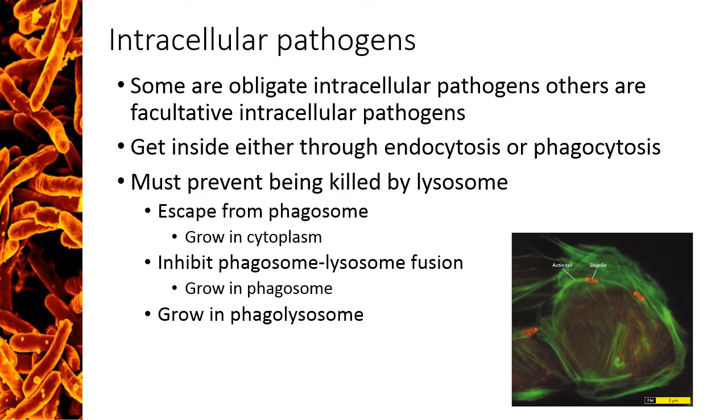There's three ways this can happen. There are some pathogens that actually escape from the phagosome. So after they're phagocytosed, they destroy the vesicle around them, and then they grow very happily in the cytoplasm. We see an example of that here with Shigella. So this is a fluorescent micrograph, and you can see the red Shigella bacteria.